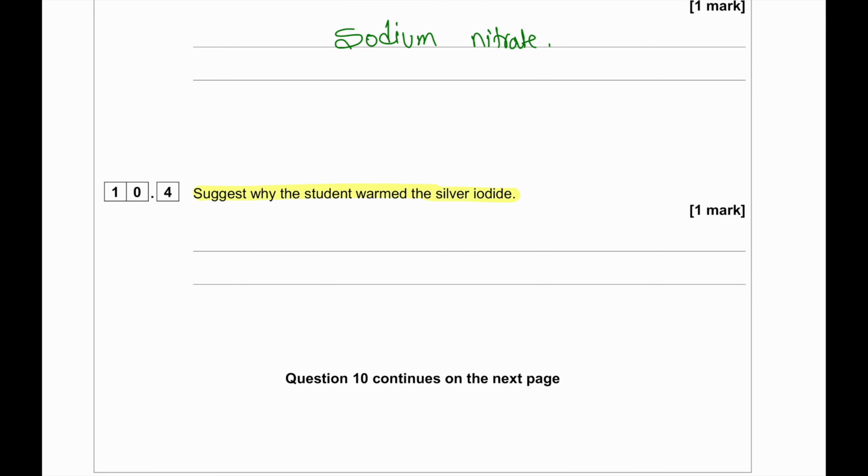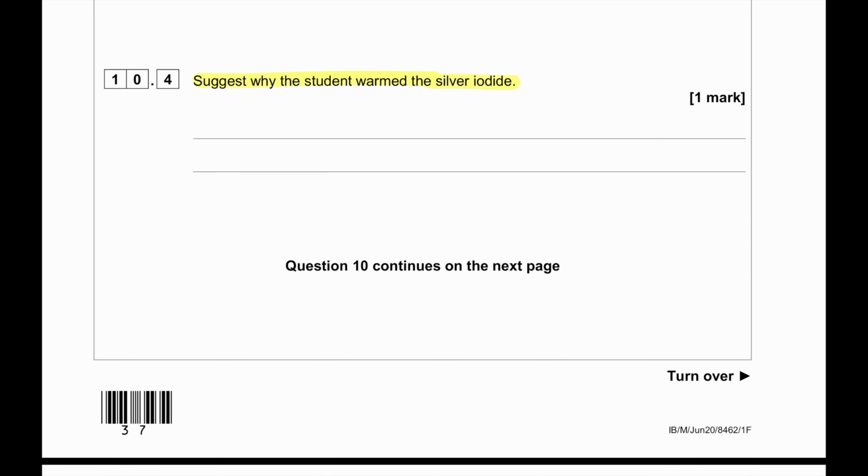Suggest why the student warmed the silver iodide. The student warmed the silver iodide definitely to dry it up, so to evaporate water.